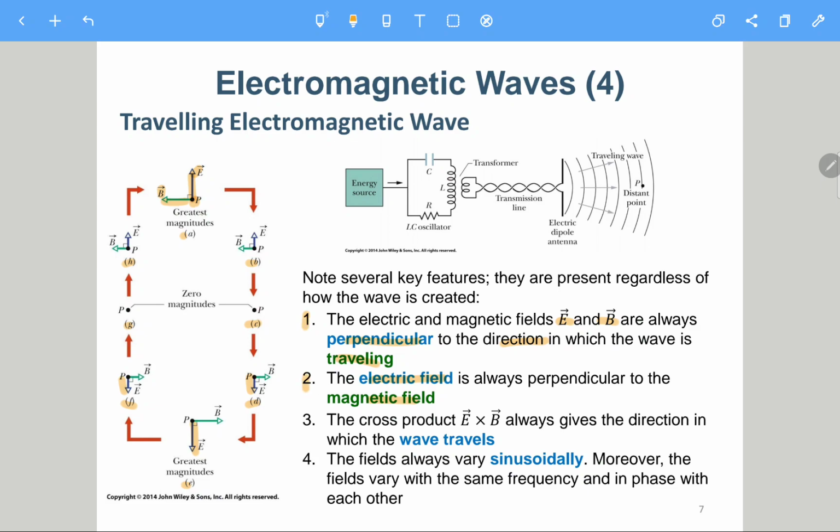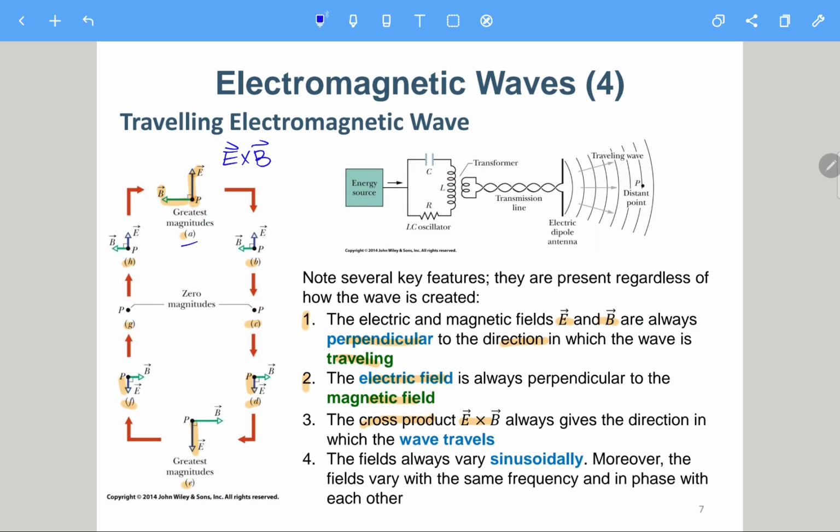And then for point 3, moreover, we can also say that the cross product E cross B always gives the direction in which the wave travels. Here it means that suppose we have the direction of E cross B using the right hand rule. For example, for figure A, you use the forefinger pointing upward, which means the E direction, and then you cross to B, so that your thumb will be pointing out of the page, which matches statement 3.